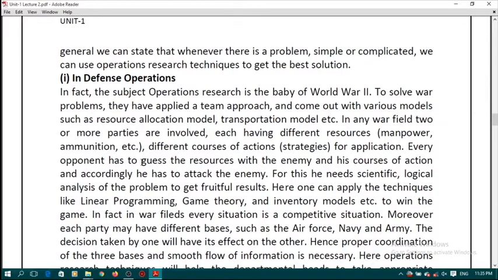Every opponent has to guess the resources of the enemy and his course of action, and accordingly he has to attack the enemy. For this, he needs scientific logical analysis of the problems to get fruitful results. Here, one can apply techniques like linear programming, game theory, and inventory models, etc., to win the game. In fact, in war fields, every situation is a competitive situation. Moreover, each party may have different bases, such as the Air Force, Navy, Army.